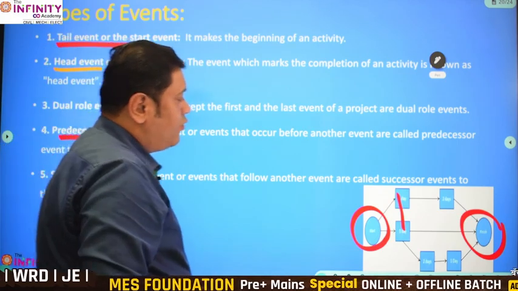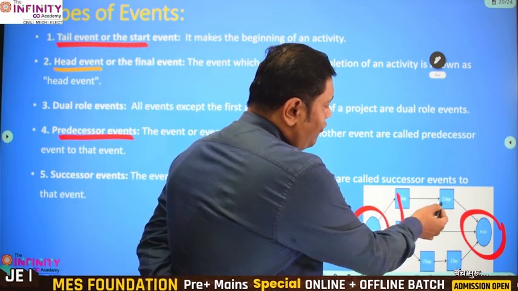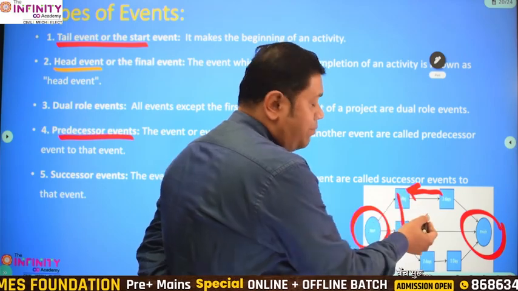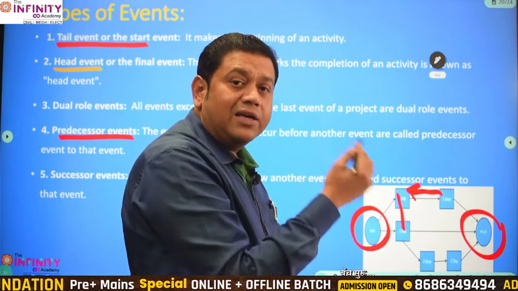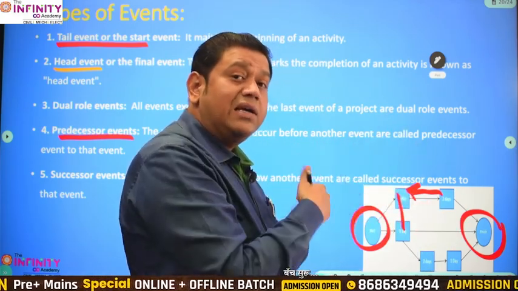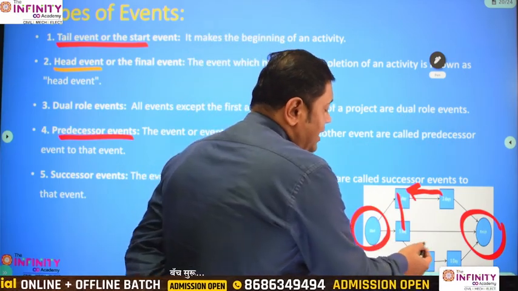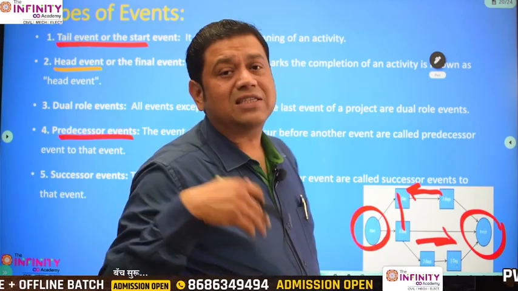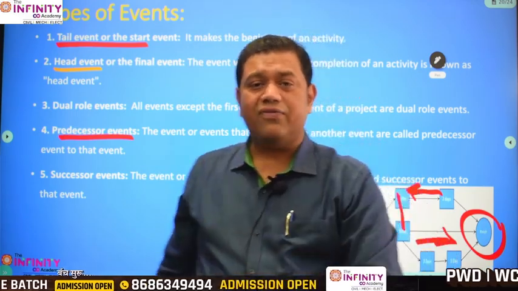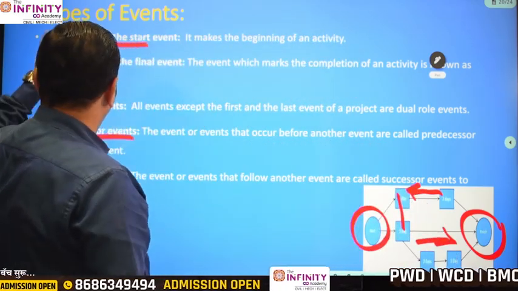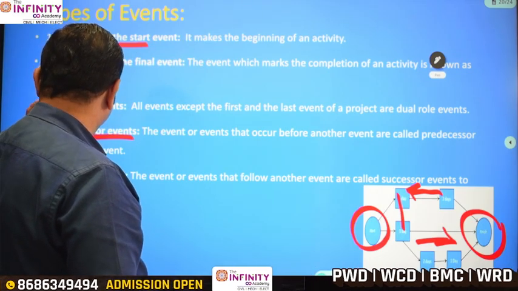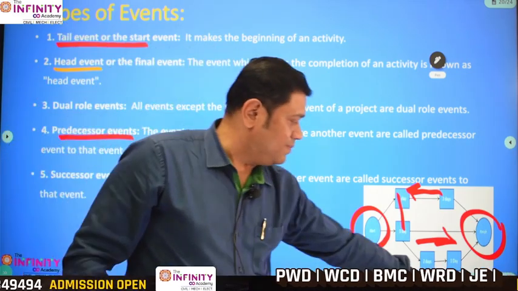Predecessor events. For any particular event, the event which is at the backside or at the tail, which is earlier to that event, is a predecessor. And for any event, the event which is after that particular event is a successor event. So remember these definitions. You have to understand tail event, head event, dual role, predecessor and successor events.